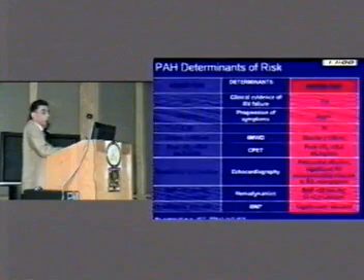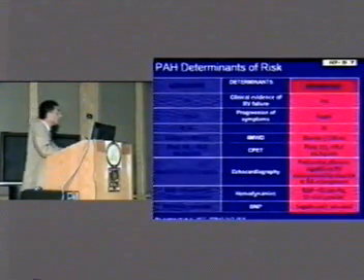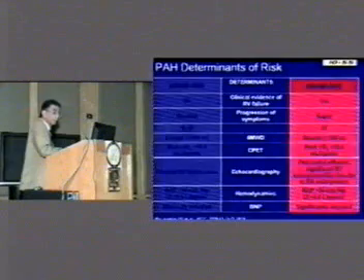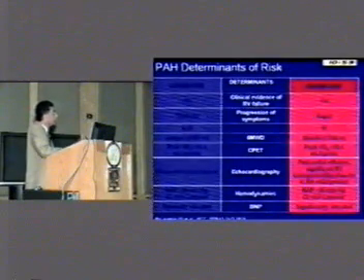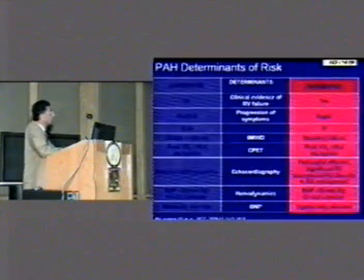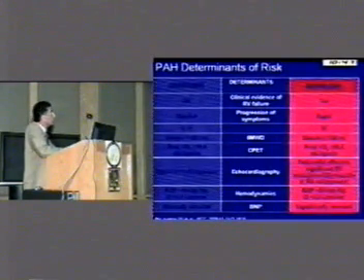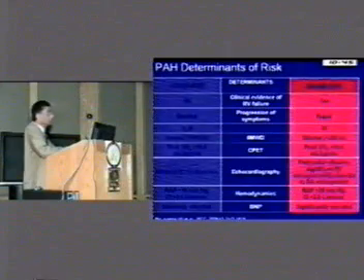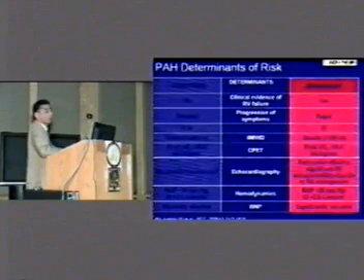لو عملنا ايكو للعيان ده وكان في بريكاردال افيوجن، ايفيدنس اوف رايت فنتريكولار امبيرمنت، رايت اتريال انلارجمنت، يبقى العيان ده اوف هاي ريسك. الهيمودايناميك، لو انكريز اكتر من 20 في الرايت اتريال بريشر والكاردياك اندكس اقل من 20 لتر بير مينيت بالمتر سكوير، هيبقى هاي ريسك.